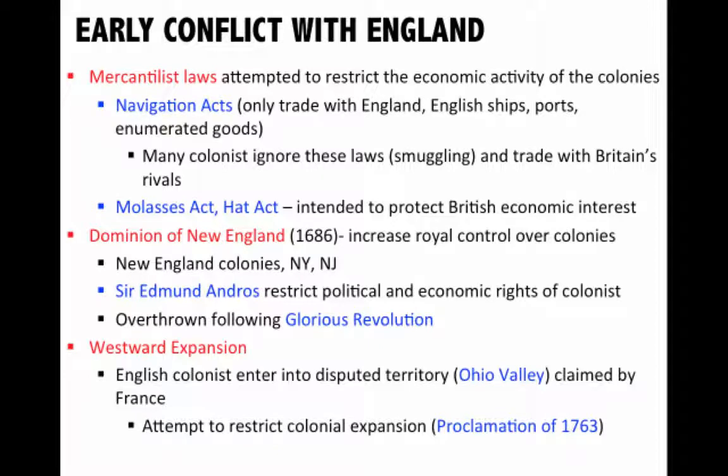And then, last but not least, as the colonies are moving west into disputed territory, the Ohio Valley, you are going to have attempts, and this is really in period 3, where the English are going to try to restrict colonial expansion with the Proclamation of 1763.